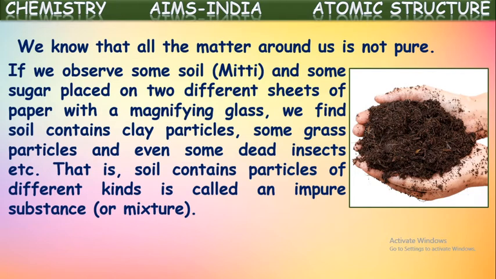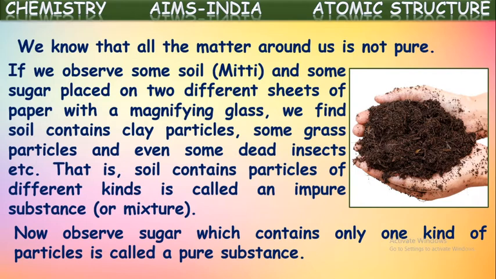For example, if you take some soil into your hands or onto some paper and observe it using a magnifying glass, or even by watching directly, you can identify it is made up of different kinds of substances. Clay particles will be there, some small stones may also be there, and even some grass pieces and some dead insects will be there in the soil. So all these kinds of particles are present in the soil. Thus, soil is said to be an impure substance. It is also called a mixture. So soil comes under mixtures. It is not a pure substance.